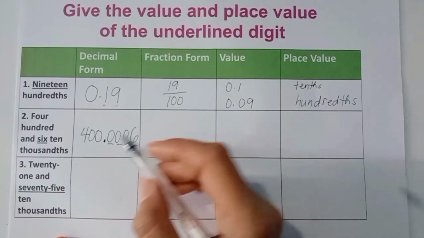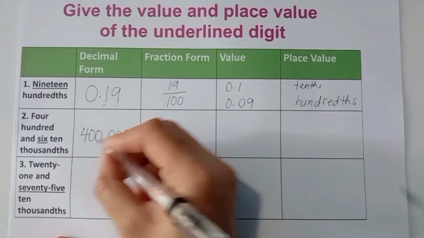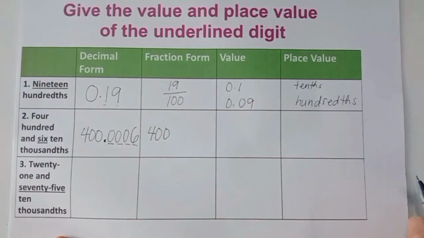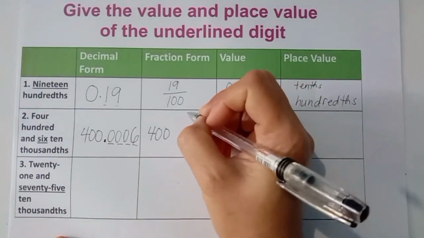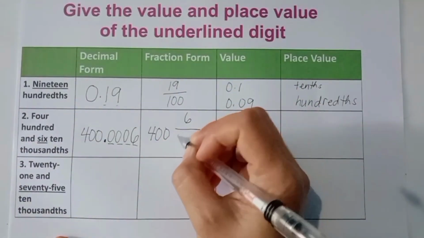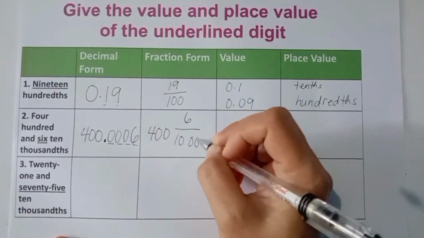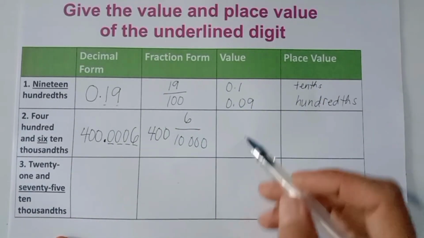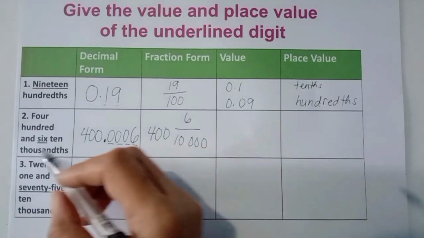Okay? Next, ano naman po ang kanyang fraction form ng decimal form na to? So, 400. Ang 400 po ay whole number. Ayan. And then, 6 10,000ths over 10,000. Ayan. So, that's it.